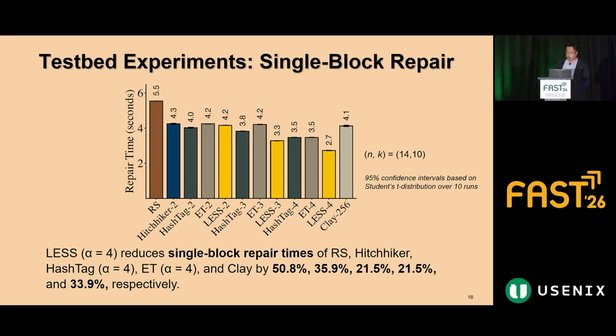We also did testbed experiments on our local testbed. It's based on hard disks. Again, we measured the single block repair time. The x-axis means different schemes. The y-axis means the repair time, lower is better. And then we see that LESS, which is in yellow, did better than the others. For LESS with alpha equal to 4, we can also reduce the time by this amount.